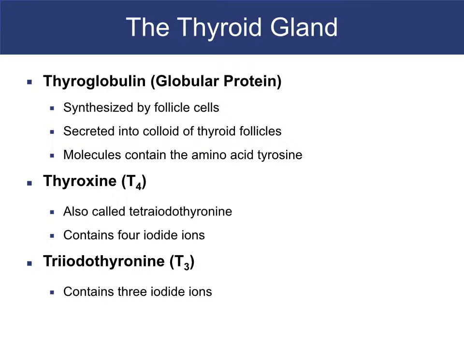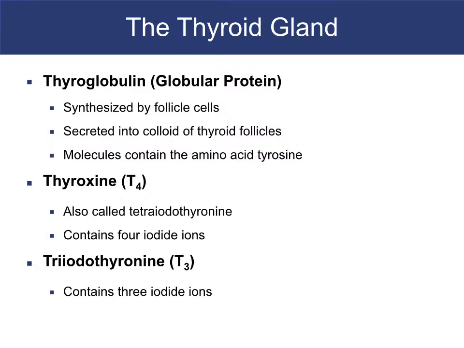Thyroglobulin is the name for that globular protein that is out in the middle of these follicles. It is synthesized by the follicular cells. The cells that are around the edges are what manufactured that thyroglobulin, that it's stored out there in the middle. And remember that the amino acid tyrosine is very important in thyroglobulin.